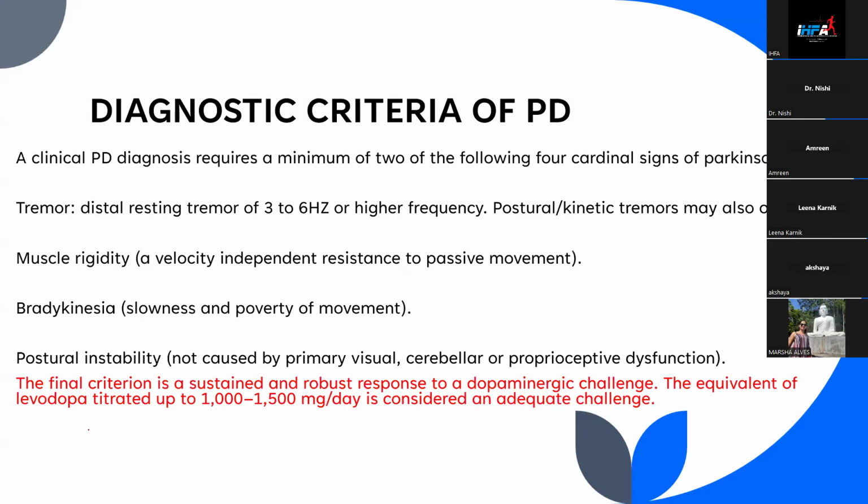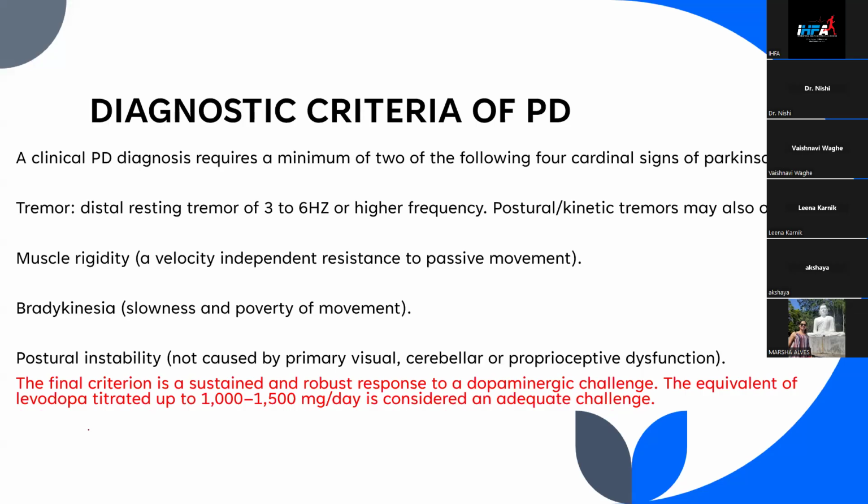So, what is the diagnostic criteria of Parkinson's disease? Tremors, specifically distal tremors, 3 to 6 hertz and higher frequency. Postural tremors can also occur. Muscle rigidity: velocity-independent resistance to passive movement. So, what kind of rigidity do you see in Parkinson's?